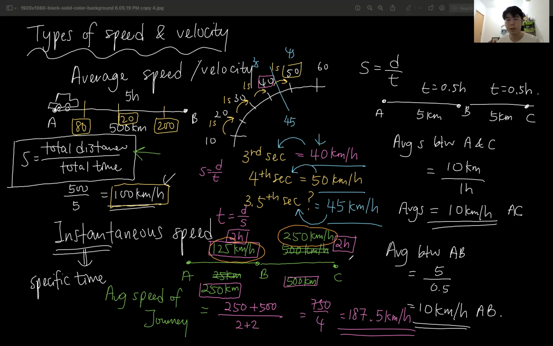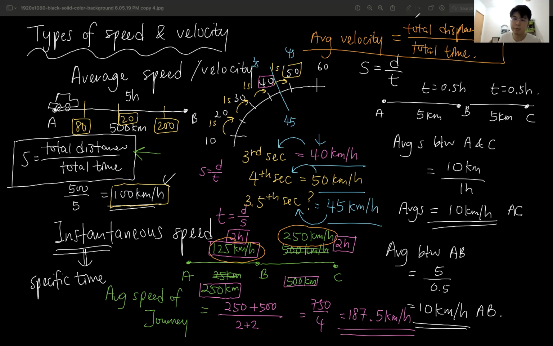Same form: if it is average velocity, then you take total displacement divided by total time. Okay? Average velocity is very similar to average speed. We take total displacement divided by total time. There you have it. This is one, this is two. The one that I boxed is the formula.